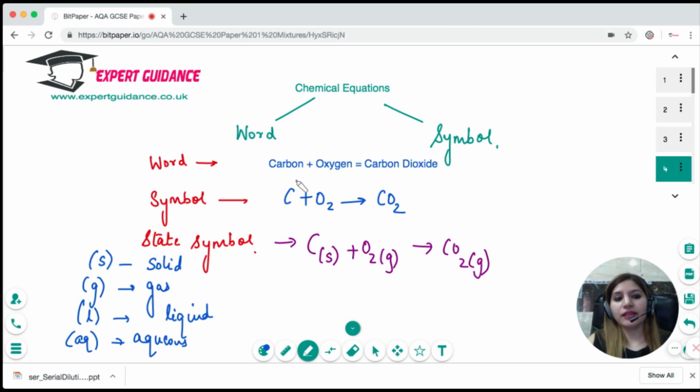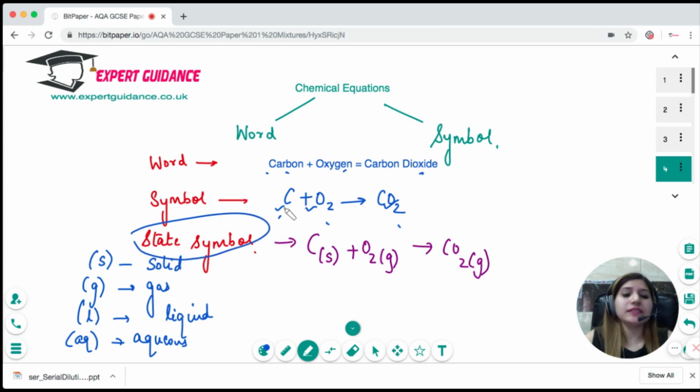The chemical equation tells you that there's a symbol: carbon, oxygen, carbon dioxide. 1 mole of carbon reacts with 1 mole of oxygen, forming 1 mole of carbon dioxide. Now, you can further refine this by putting the state symbol.